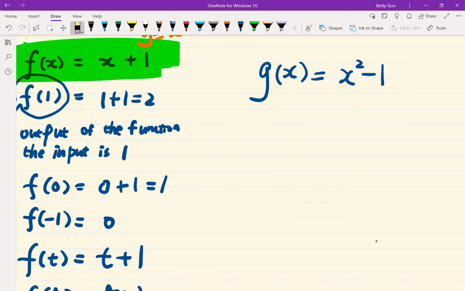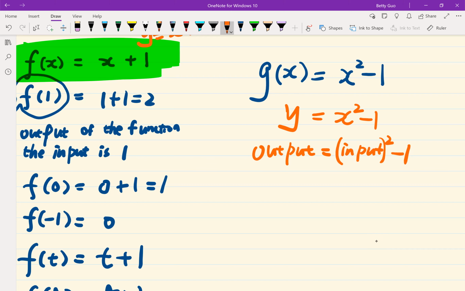Okay, how do we understand the notation g of x? What is g of x? g of x is just the y. Okay, it's just the y. So the function is given by this equation, y equals x squared minus 1. It means the output of this function is always equal to input to the power of 2 minus 1.